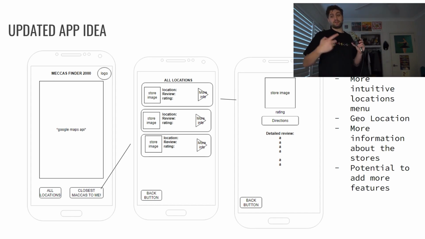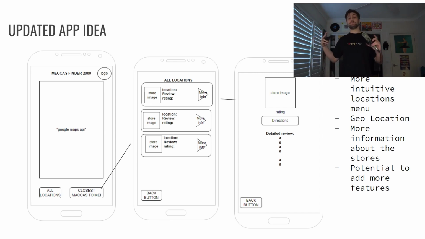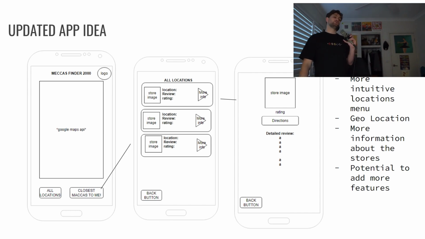The reasons are I want a UI that is cleaner and easier to use for the user, and a more intuitive locations menu so you can click it and it flows much better. There's no drop-down menu to go into locations where everything's super cluttered, making it way bigger and easier to read for multiple users. More information about the stores, and potential to add more features.